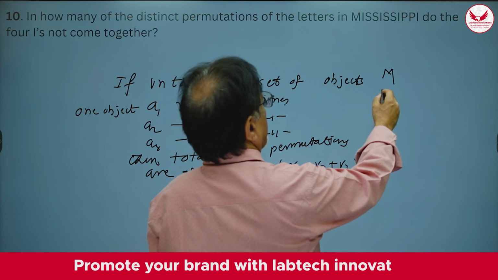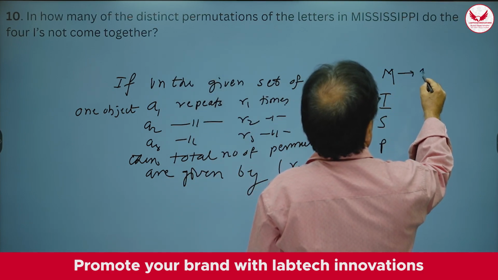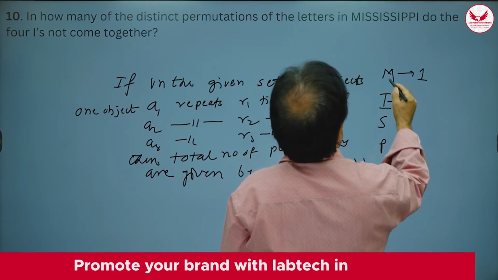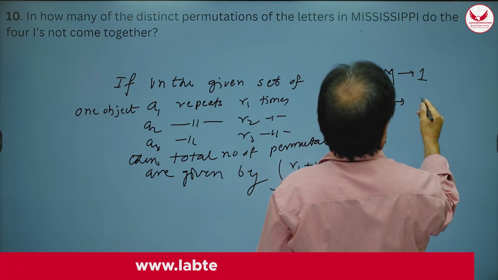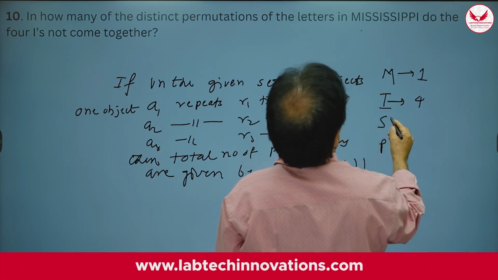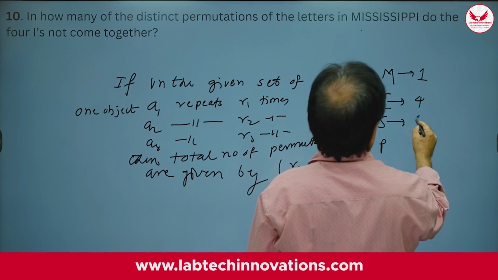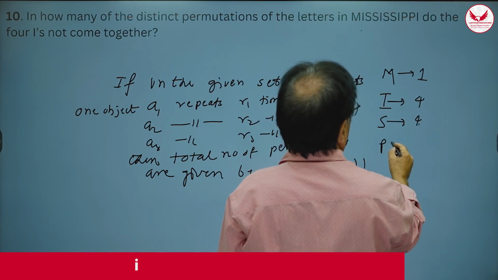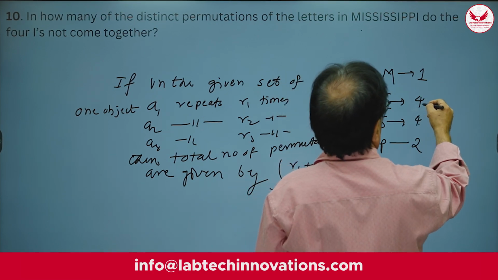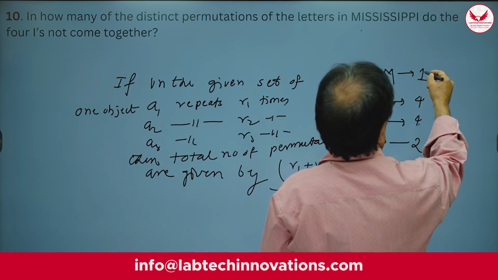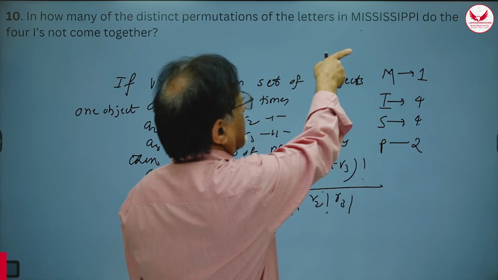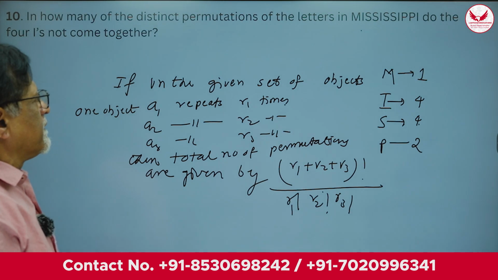Only thing is, M is repeated how many times? Only once. I is repeated how many times? 1, 2, 3, 4. 4 times. S is repeated how many times? Again 4 times. And P is repeated how many times? Twice. So 4 plus 4, 8 plus 1, 9 plus 2, 11. So that accounts for all the 11 letters here.